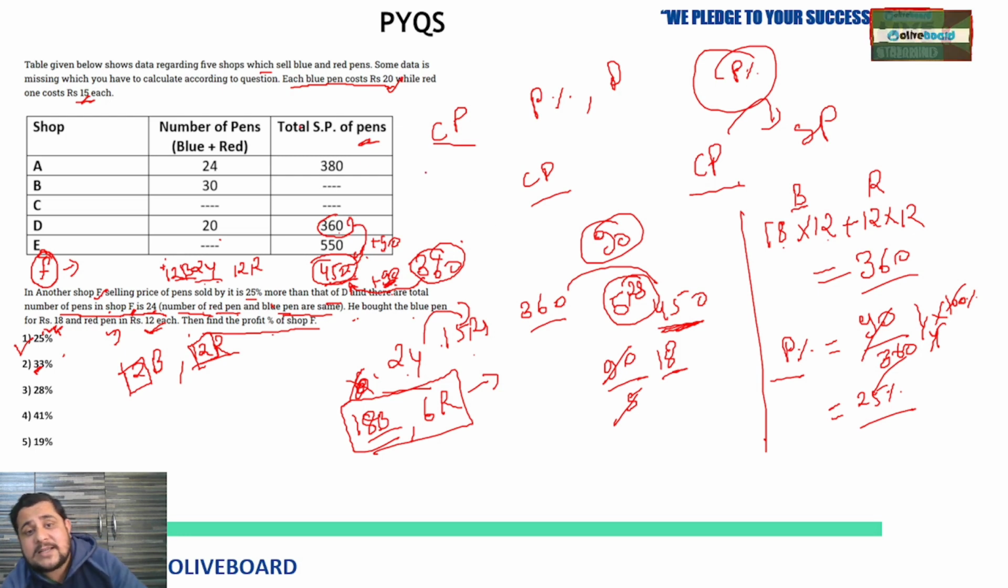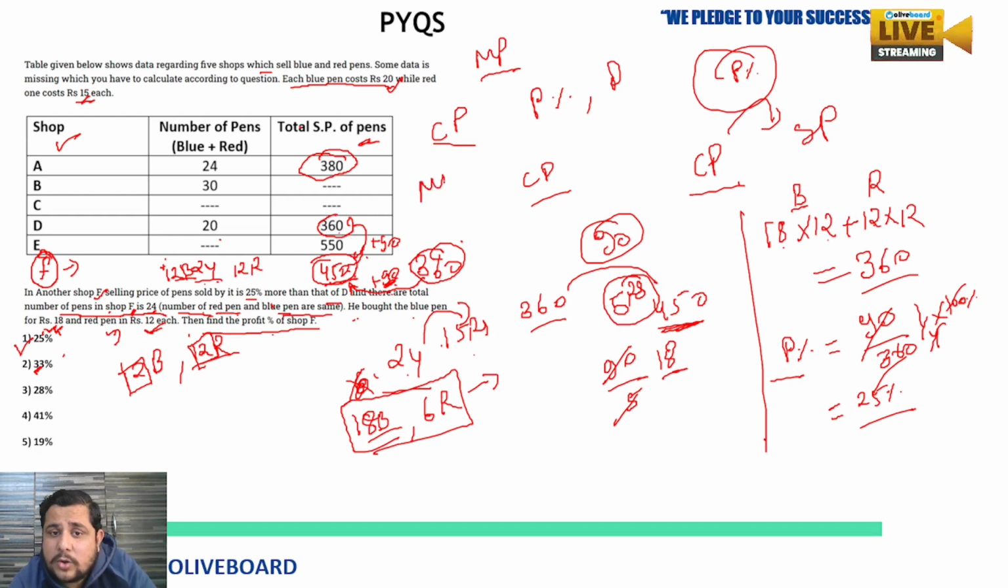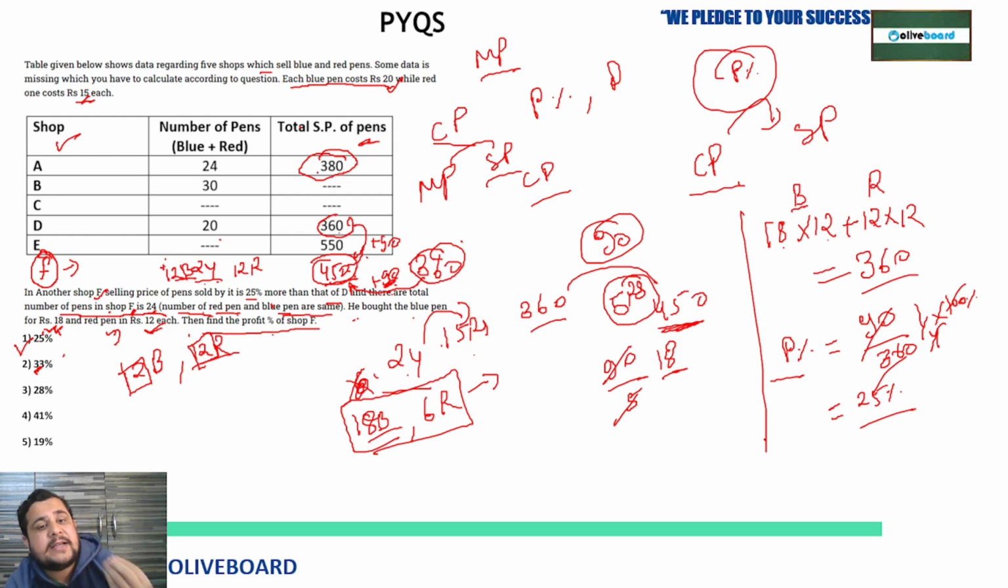Even in this way they can ask you about marked price, discount or something like that also. They can ask you, okay, in shop A, the total selling price of pens has a 5% discount on the marked price, then calculate the marked price. After the discount only the selling price is offered. So a discount of 5% means the selling price is 95% of the marked price. With the help of that, you can easily calculate the marked price. This is one example which I am talking about. So you must have an idea about discount and percentage, and with the help of that you can easily calculate.